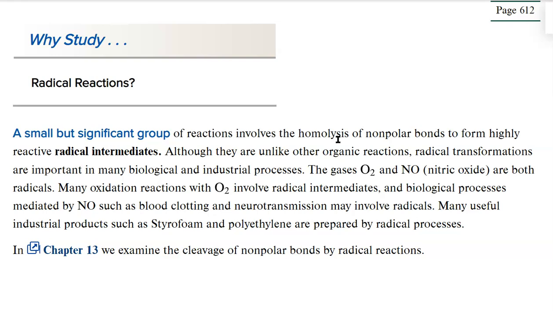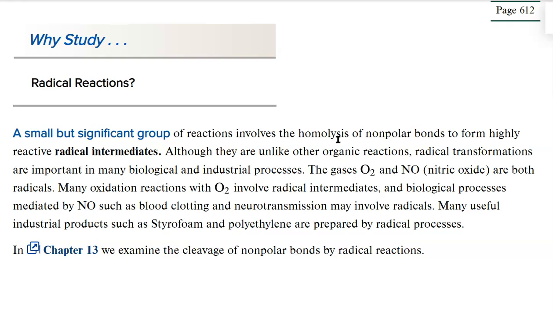Unlike other organic reactions, radical transformations are important in many biological and industrial processes. Oxygen gas, like we inhale, like we extract from air when we breathe. NO, that's nitric oxide, which is used in our bodies as a neurotransmitter. It's a vasodilator. It will cause blood vessels to dilate. Both of those are radicals.